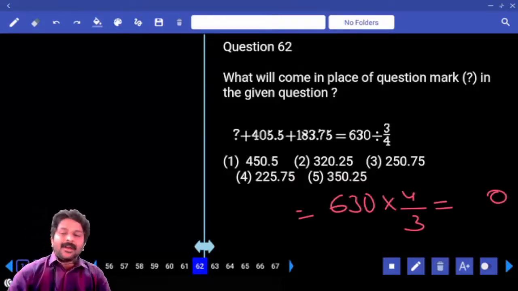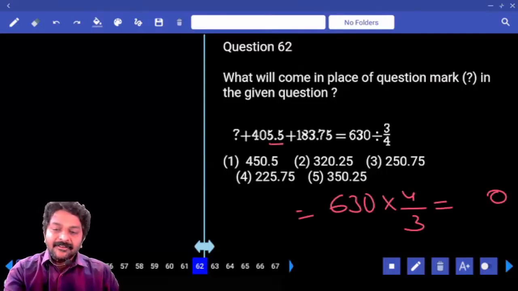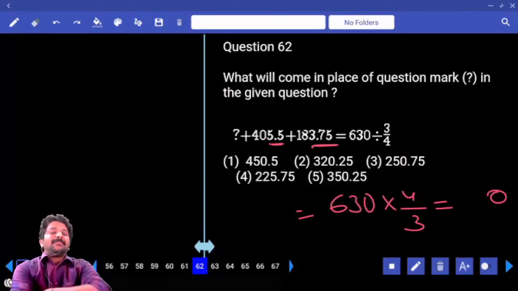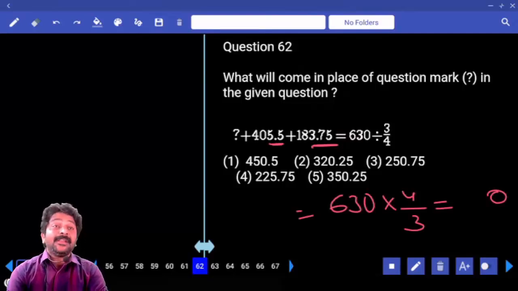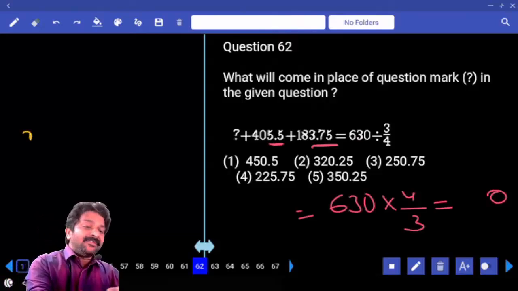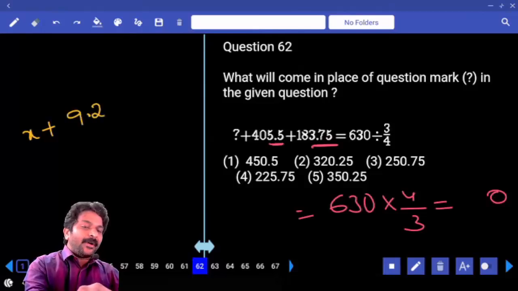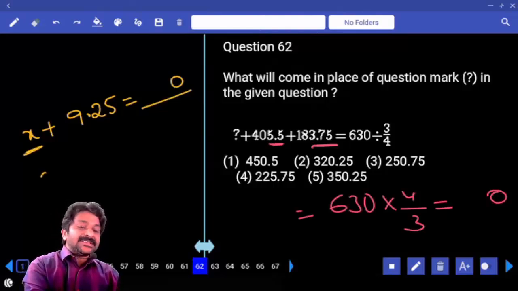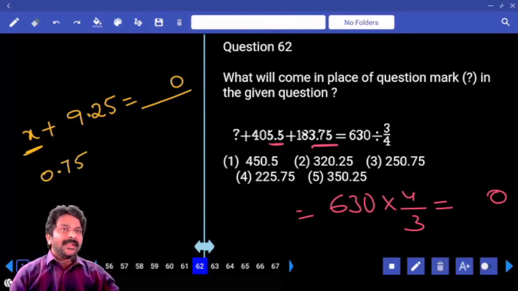you know that point. Now come to the left hand side. 5.5, 3.75. That is total number ends with, 5.5 plus 3.75 ends with 9.25. So left hand side we have x plus some number which ends with 9.25, but our right hand side number is ending with 0. That means x must end with 0.75 only. Am I right?